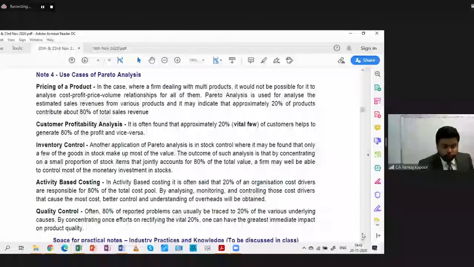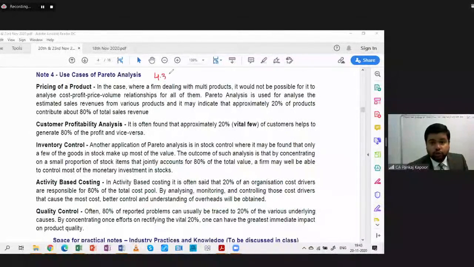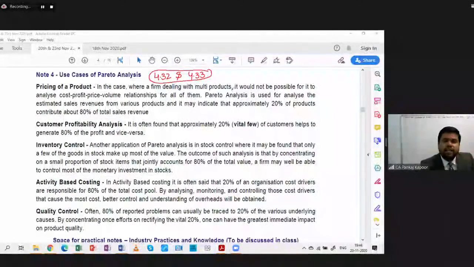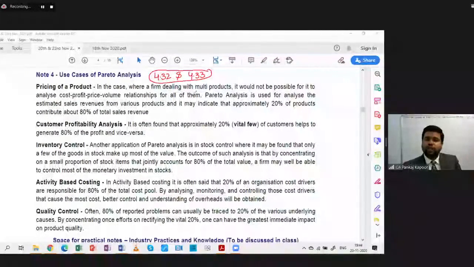Friends, these use cases are given to you on page number 4.32 and 4.33 of the study material. It's very, very important. It was tested as a direct question in the May 2019 exam for 5 marks. So listen to this very carefully. I will explain it in the form of a story, so you will not need to apply your mind much. Just listen to the story and the concept will be clear to you. First, what is the application of the Pareto? Pricing of the product.